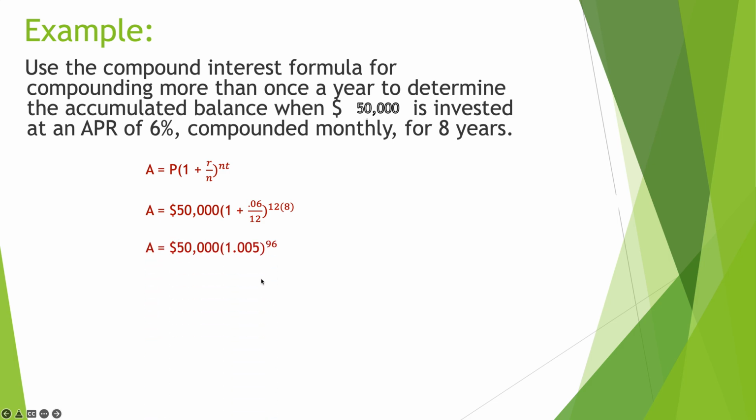So that's 50,000 times 1.005. Do the math, you'll see that it works. And then 12 times 8 is 96. And you crunch those numbers and you get $80,707.13.